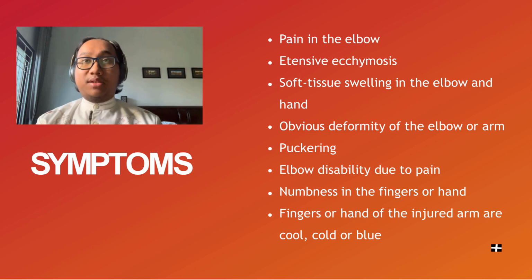The symptoms include pain in the elbow, extensive ecchymosis, soft tissue swelling in the elbow and hand, obvious deformity of the elbow or arm, puckering, elbow disability due to pain, numbness in the finger and hand, and fingers or hand of the injured arm that are cold, cool, or blue.